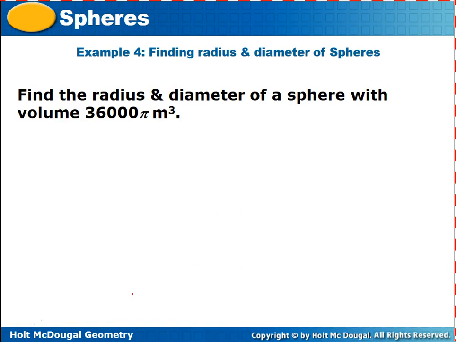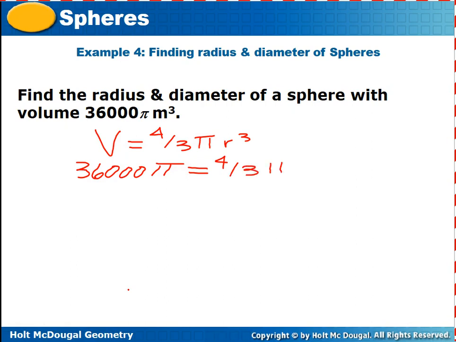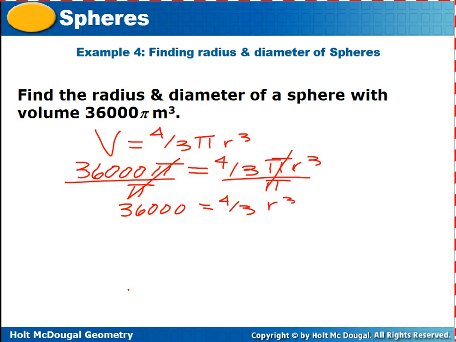Our next one is like the previous one, and when we did this one, we wrote our equation: volume is equal to 4/3 pi r cubed. And so we're going to put 36,000 pi over here: 36,000 pi is equal to 4/3 pi r cubed. Divide both sides by pi first. That's going to get rid of pi there and get rid of pi there. So now I'm left with 36,000 equals 4/3 r cubed.